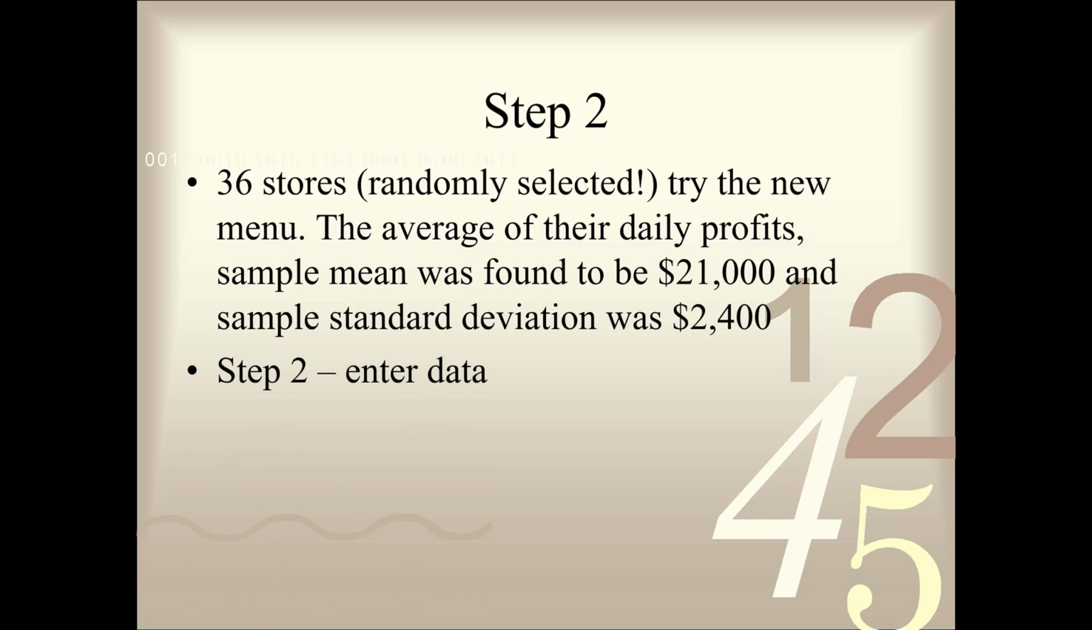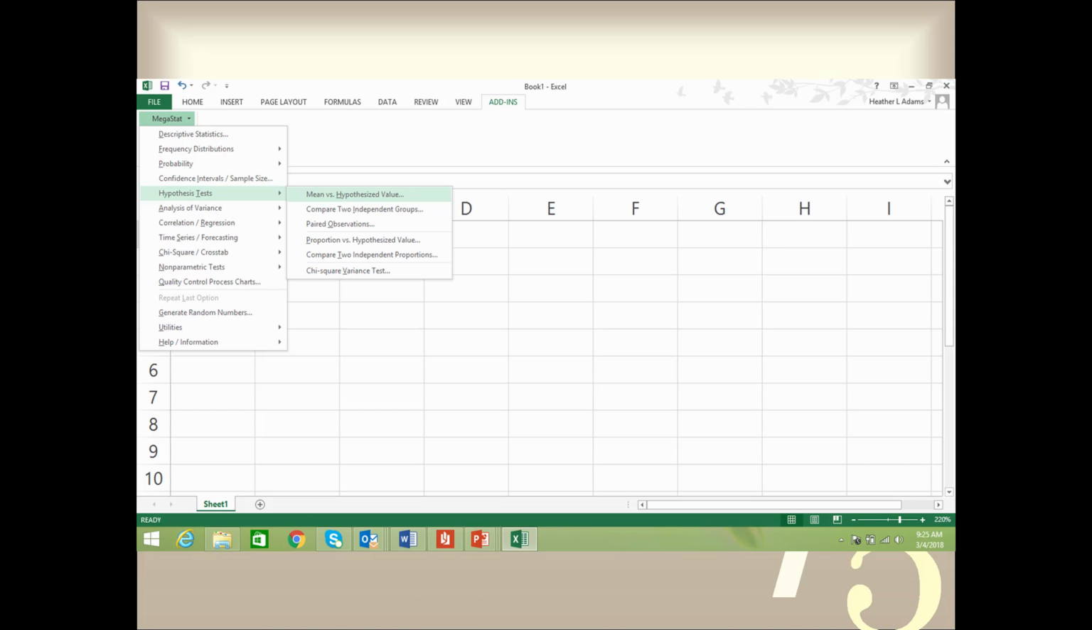Okay, so step 2 is to enter the data. You'll notice under Megastat, if you go to add-ins, Megastat, hypothesis tests, we'll go to mean versus hypothesized value. So basically this is a mean problem, not a proportion problem. You see, we'll be doing mean problems versus hypothesized value and proportion versus hypothesized value in chapter 9. And then comparing two independent groups, paired observations and comparing proportions is chapter 10.